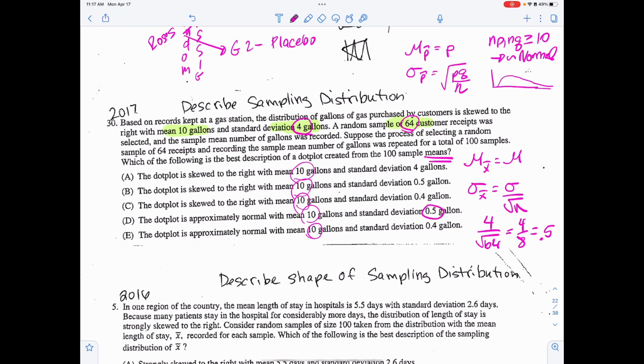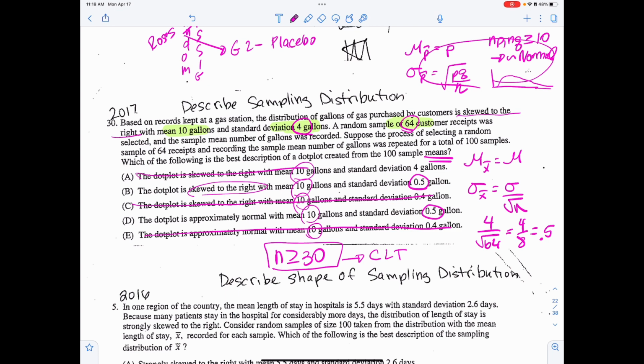So that's this one and this one. Now we have to look at what's the difference. So we know it's not these here. Now it says this is skewed to the right. Well, some people may say skewed to the right because it says the population is skewed to the right. However, with a sample, with n greater than 30, with means, then by the central limit theorem, it's going to be approximately normal. So those are the reasons that I know that it's normal with a mean of 10, standard deviation of 0.5.